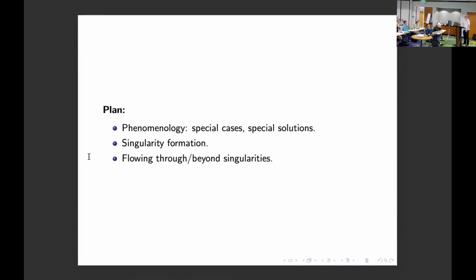I'll start with a little bit of phenomenological discussion, looking at some special cases and special solutions. That's going to draw attention to what happens at this blow-up time. So we want to understand blow-up. That leads to focusing on the formation of singularities, looking for what might happen. And then after that, I want to discuss what happens when you try to flow past singularities, flow beyond singularities. Okay, so that will be the last part.